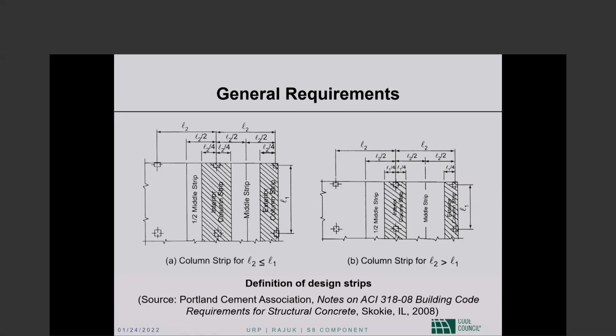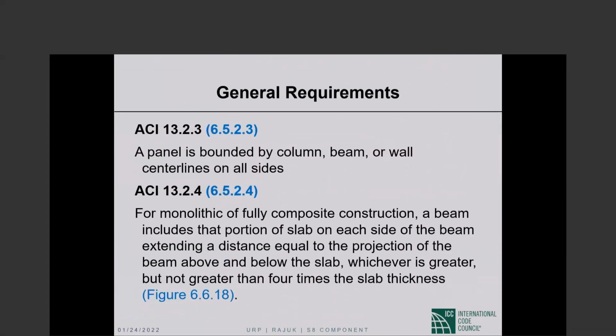Okay, I think the picture is explicit enough. So that defines the column strip and the middle strip. A panel is bounded by column, beam, or wall central lines on all sides, as you have seen. For monolithic or fully composite construction, a beam includes that portion of a slab.